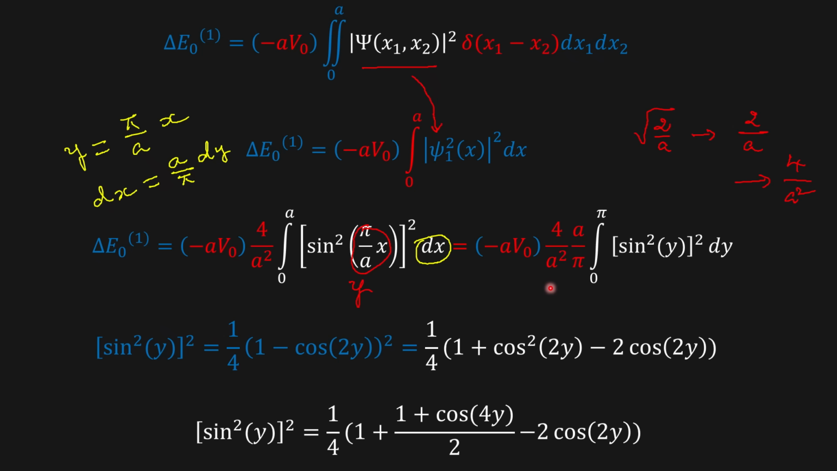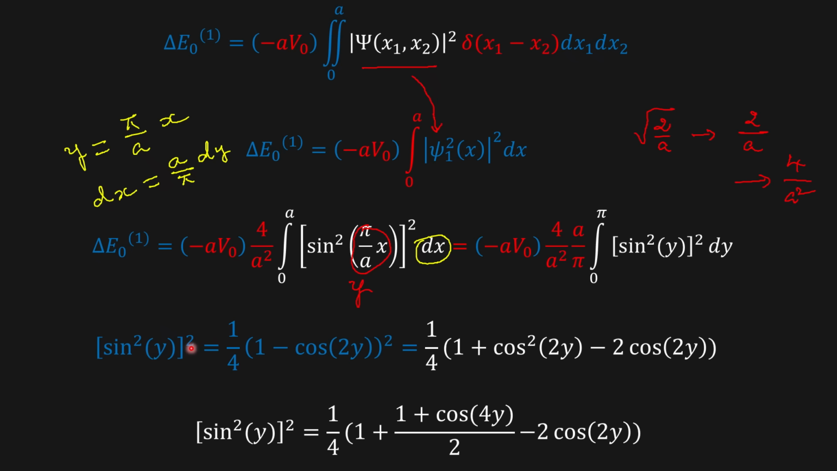Now we are integrating between the limits 0 to pi. How does this pi come? Because when x is equal to 0, y is also 0. When x is equal to a, the upper limit is a, this a and this a get cancelled, and y is equal to pi. Now you remember that we have sine squared squared, which can be written as sine squared squared is equal to 1 over 2.